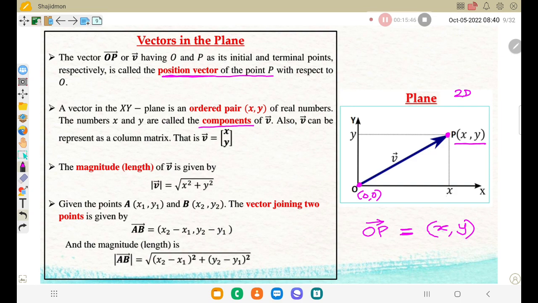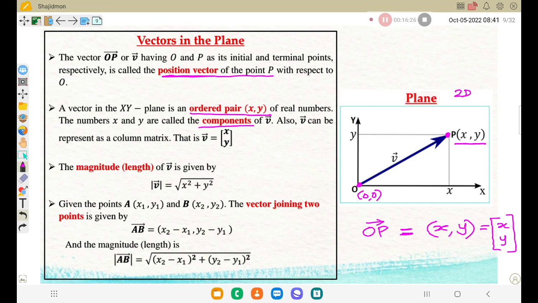So this is an ordered pair. XY is an ordered pair: x is the first number, y is the second number, first component, second component, x component, y component. Ordered means there should be one order, x first, y second. Pair means two numbers. Otherwise we can represent vector OP by a matrix, a column matrix x, y. So this is the position vector of the point P with respect to the origin O. Always keep in mind, a position vector starts at the O point.